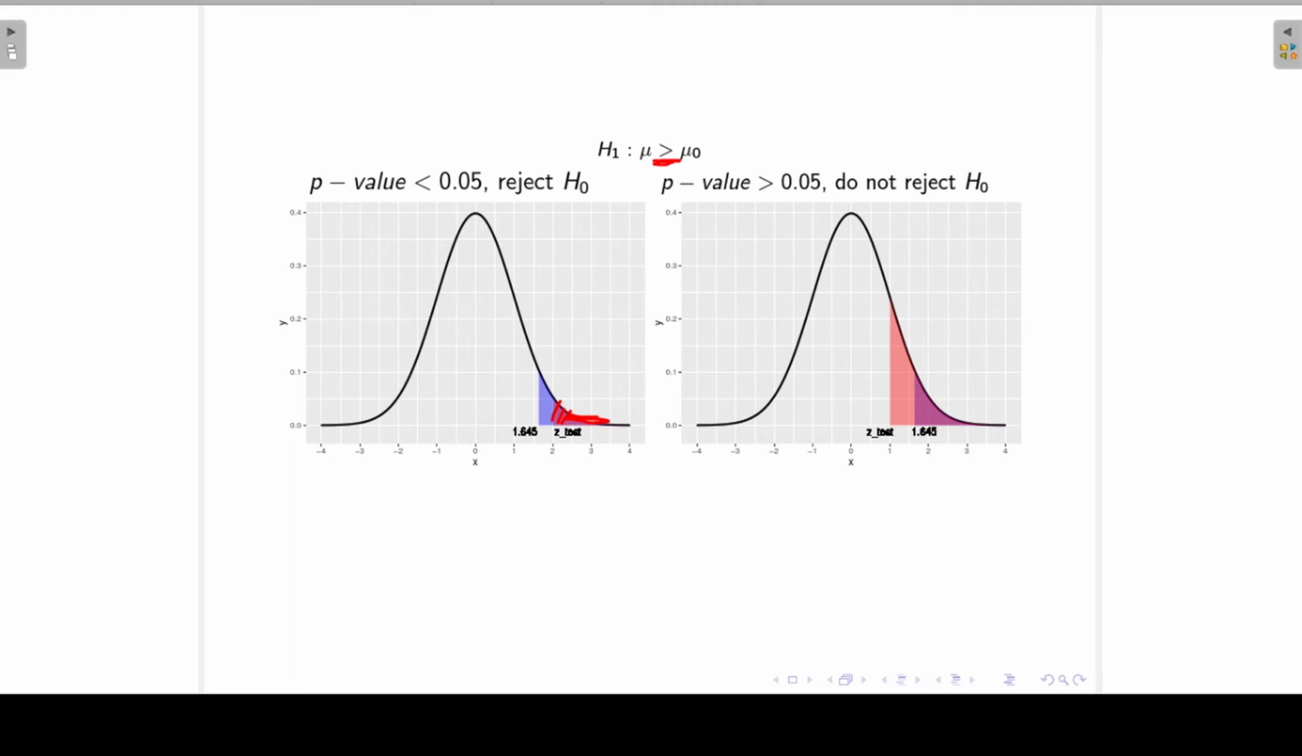If you look at the graph on the right-hand side, suppose my z test statistic value lies in the acceptance region, or it lies to the left of my critical value, then the p-value will be the area to the right of my test statistic. That area is more than the area to the right of my critical value, 0.05, and therefore we will not reject the null hypothesis.